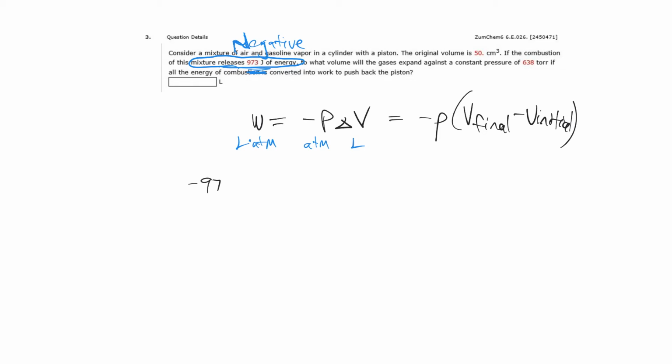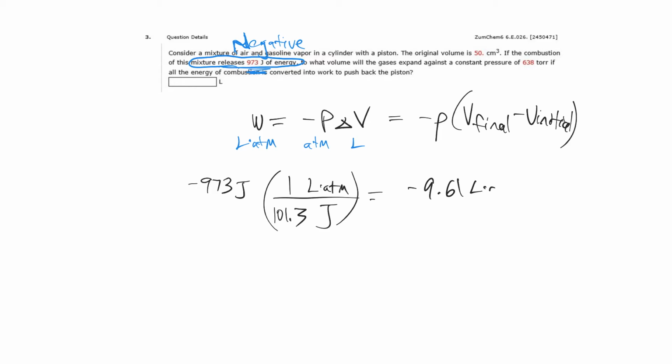So the negative 973 joules, we can convert using a quick conversion factor. It just so happens that 1 liter atmosphere is equal to 101.3 joules. And so when we divide, we get a negative 9.61 liters atmospheres.